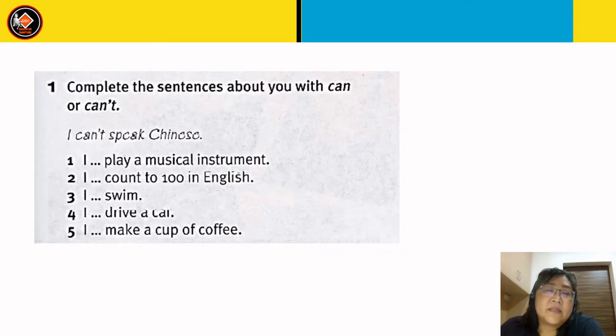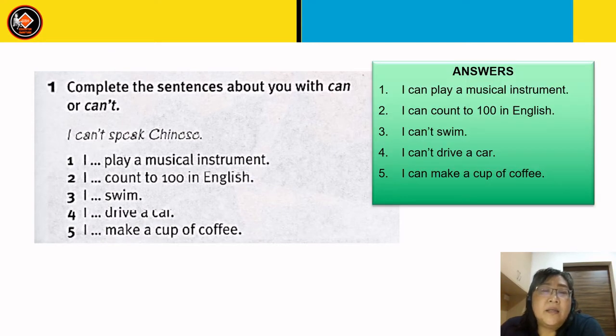Let's look at the first exercise. Complete the sentences about you with can or can't. I can't speak Chinese. So you can write your own answers here. Example, I can play a musical instrument. I can count to 100 in English. I can't swim. I can't drive a car. And the last one, I can make a cup of coffee. So you can write your own sentences.